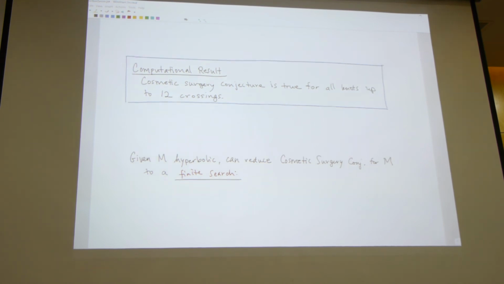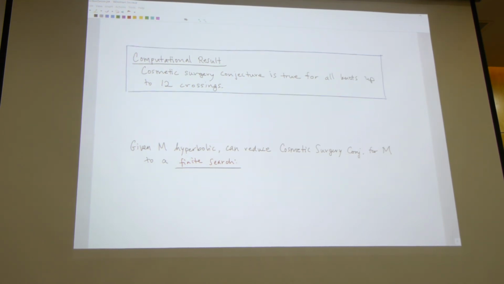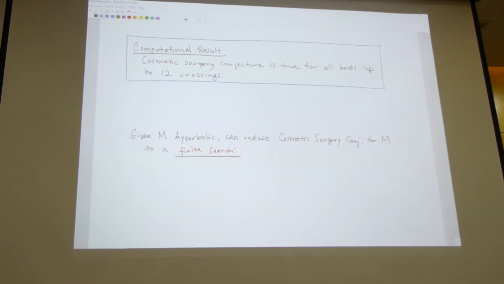So in fact, if you hand me a manifold, maybe not in S3, then I can run it through this thing. I can check a finite number of R and negative R and tell you whether or not it satisfies the cosmetic surgery conjecture. In fact, if you give me any hyperbolic manifold, you can use this work to reduce the cosmetic surgery conjecture to a finite search for that manifold. Let me say a little bit about how that works.